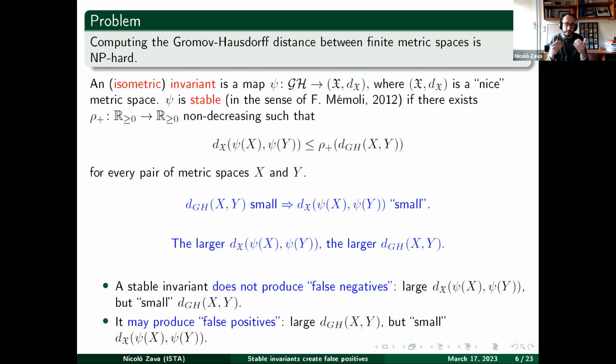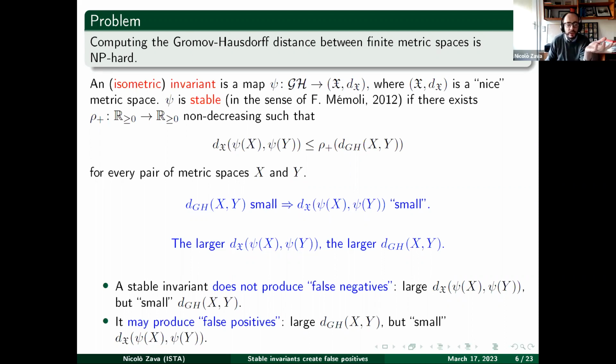However, false positives may be acceptable. And by false positives, I mean situations in which this invariant fails to distinguish, to determine that two spaces are extremely different. So situations in which the Gromov-Hausdorff distance between x and y is large, but the distance between the invariants is small.